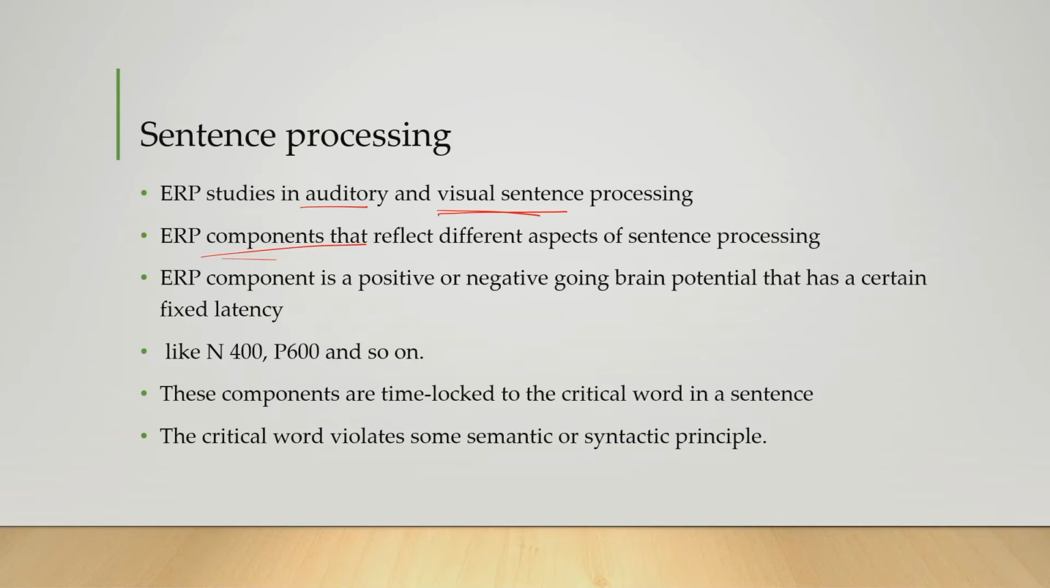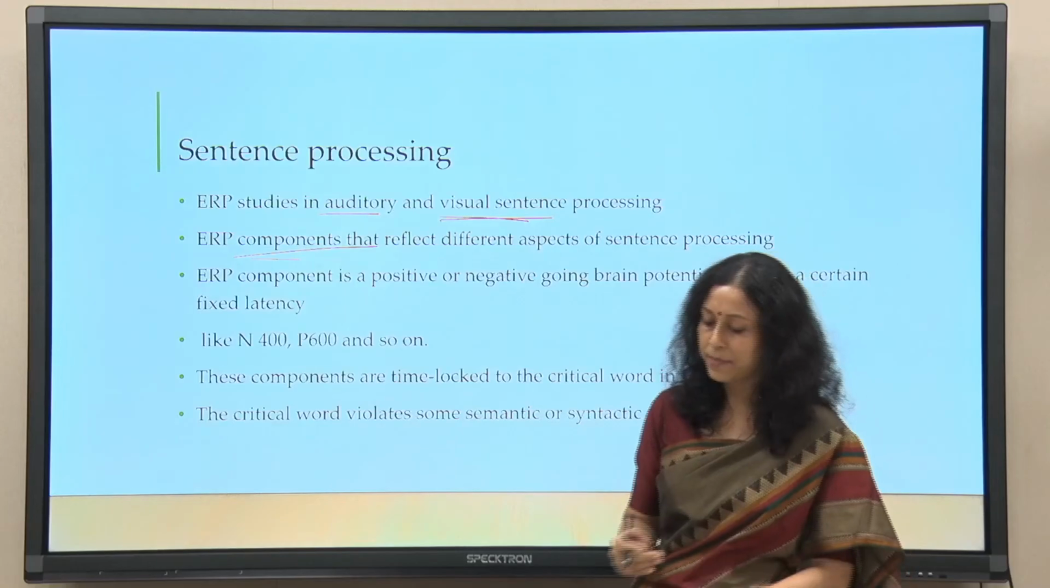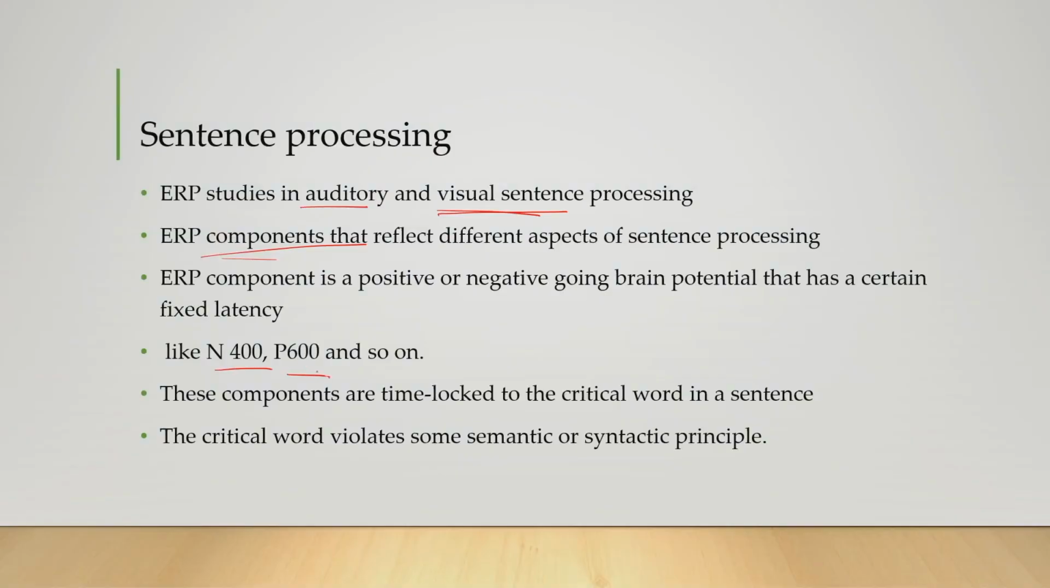So, these are the two kinds of waves that are basically the output, and there are certain components within this output at certain fixed latency. These are the indicators which are used in ERP. So, these are N400, P600 and so on. N400 is the peak which happens at the negative going wave at 400 milliseconds. Similarly, P600 is the positive going peak at 600 milliseconds and so on.